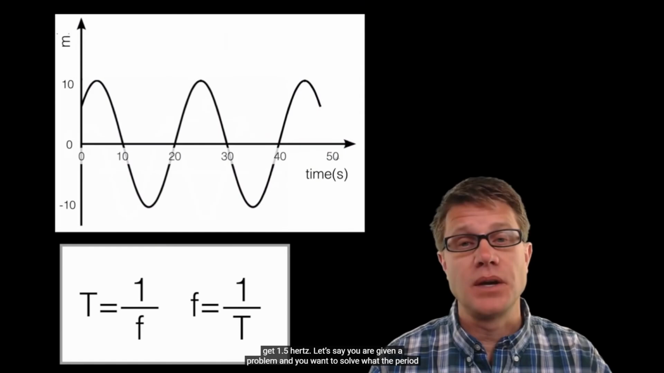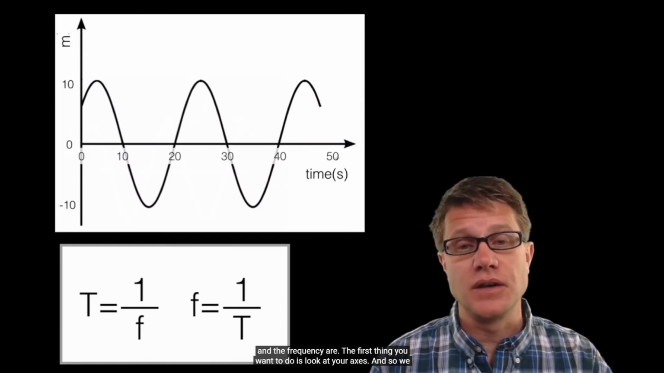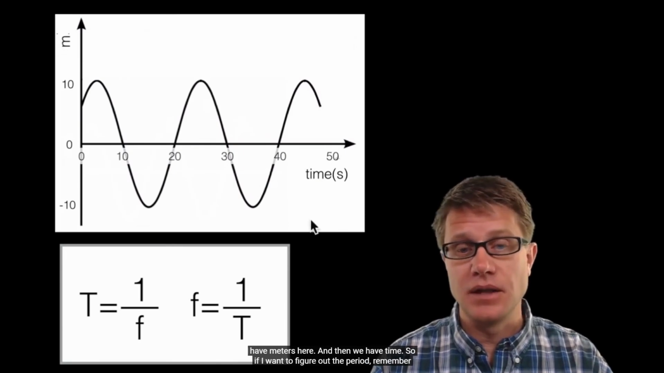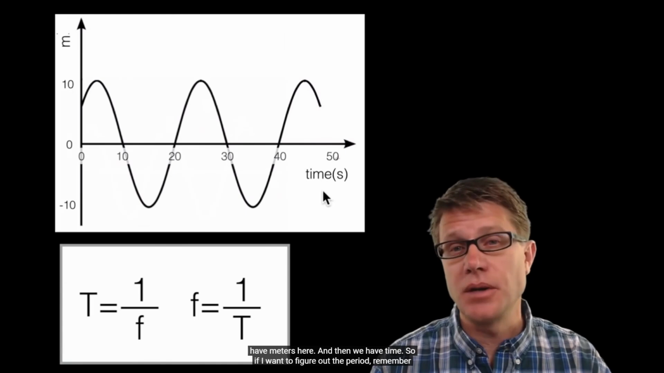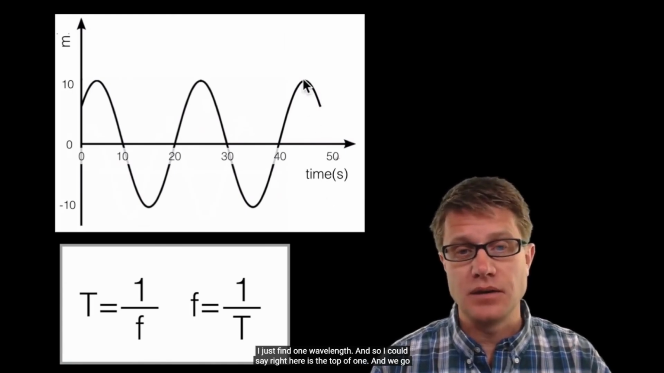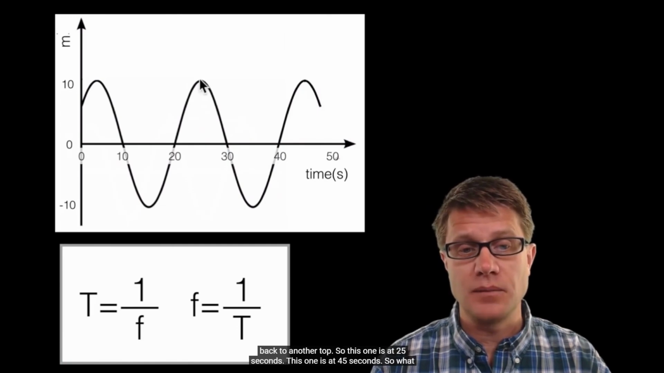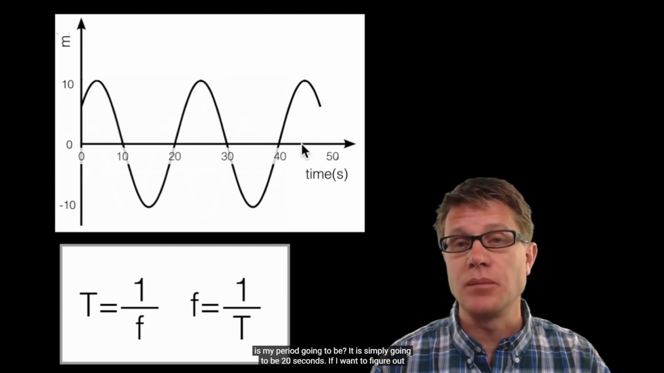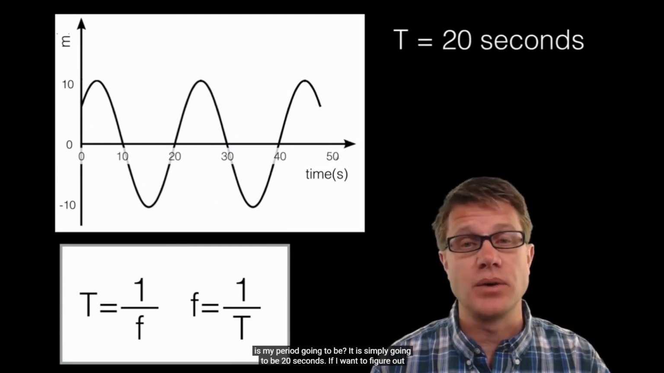Let's say you're given a problem and you want to solve what the period and the frequency are. The first thing you want to do is look at your axes. And so we've got meters here, and then we've got time. And so if I want to figure out the period, remember, I just find one wavelength. And so I could say right here is the top of one, and we go back to another top. So this one's at 25 seconds, this one's at 45 seconds. So what's my period going to be? It's going to simply be 20 seconds.